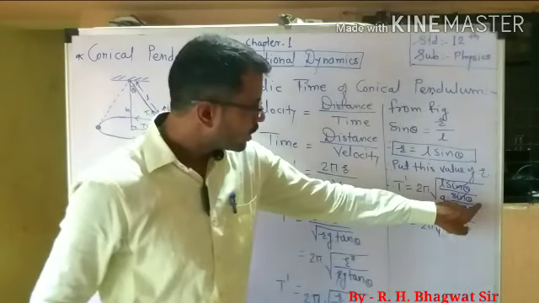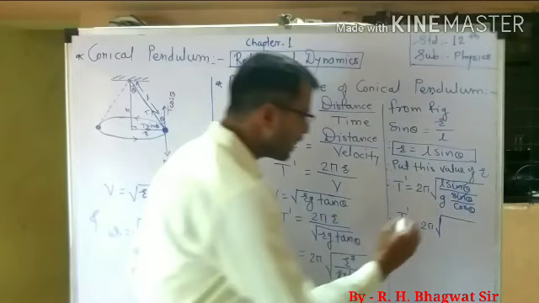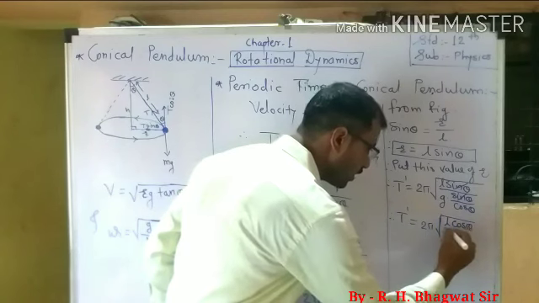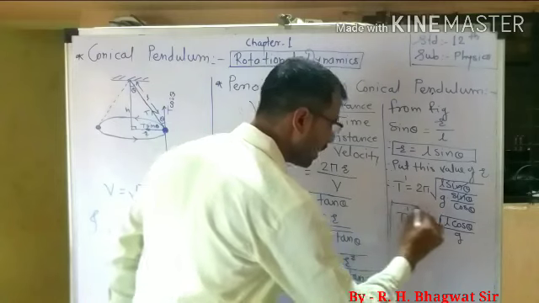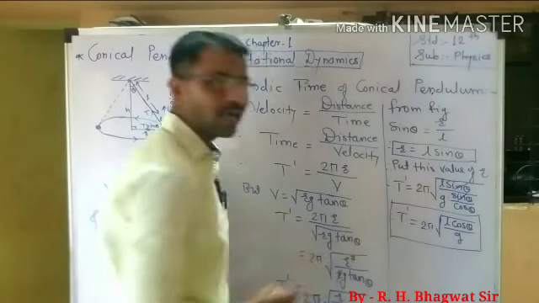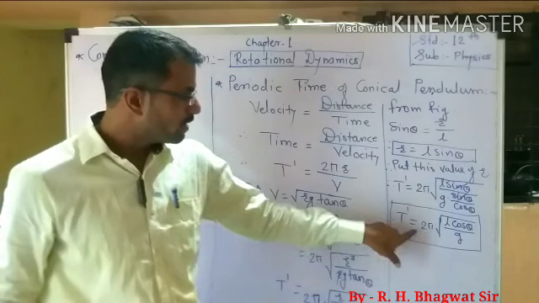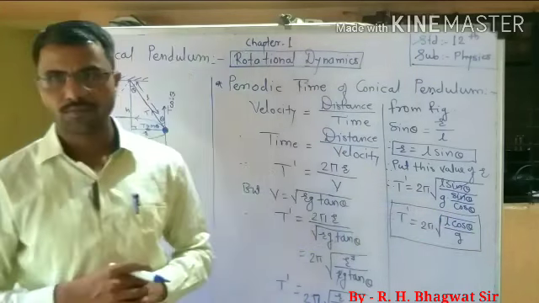Therefore, T prime, or periodic time of the conical pendulum, is equal to 2 pi under root, the denominator of the denominator goes into the numerator, so l into cos theta divided by g. This is the required formula for the periodic time of a conical pendulum. T prime is equal to 2 pi under root l cos theta divided by g.